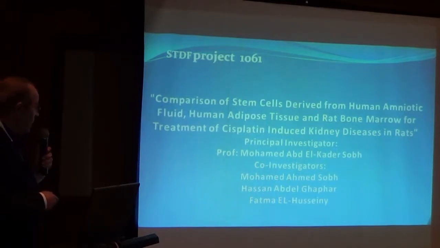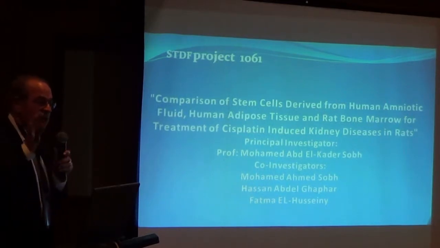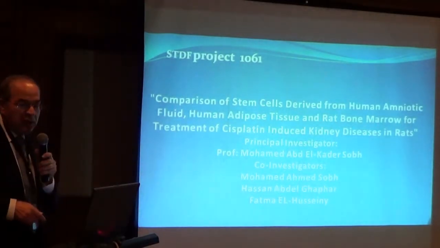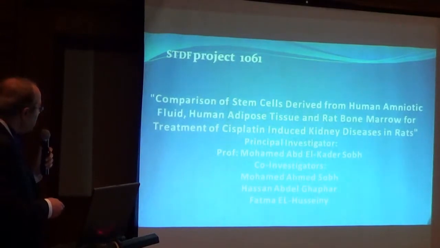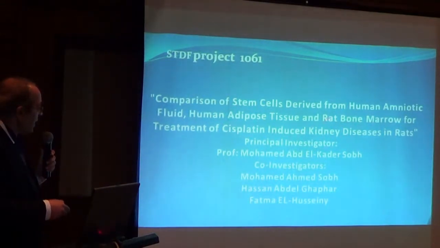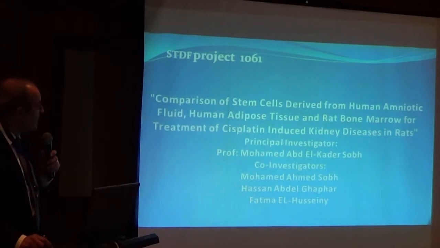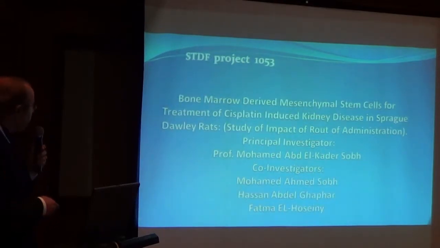Its title was comparison of stem cells derived from different sources: human amniotic fluid, human adipose tissue derived stem cell, and animal bone marrow mesenchymal stem cell. So three different sources: animal and human, and the human is either adipose derived or from amniotic fluid. Treatment of cisplatin-induced acute kidney disease in Sprague-Dawley rats. This is the first project. The second project was also accepted.